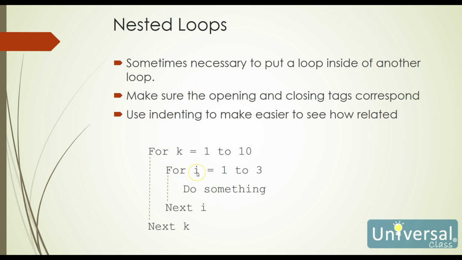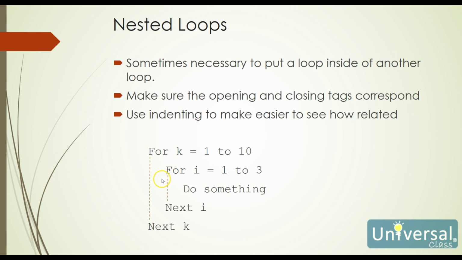This one on the inside runs, but it'll do something and it says next i. So it goes back up to here, increments i by 1, so now i is 2, k is still 1. We're still getting up to 3, so we do something, we increment i by 1, so now i is 3. We do something, we increment i again, so now i is 4, and then we get out of the loop. All right, so now we get out of this loop here, but then we go back to this line. This next one says next k. So then what it does is increments k to 2.